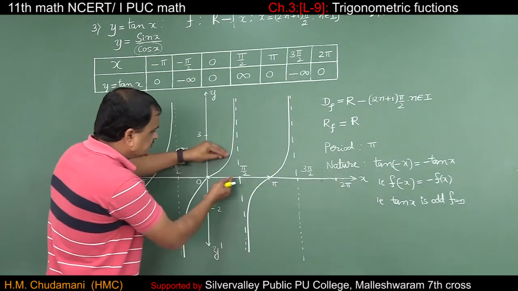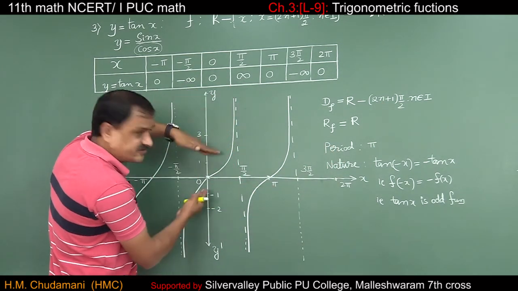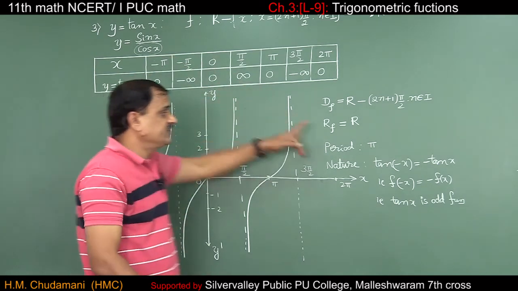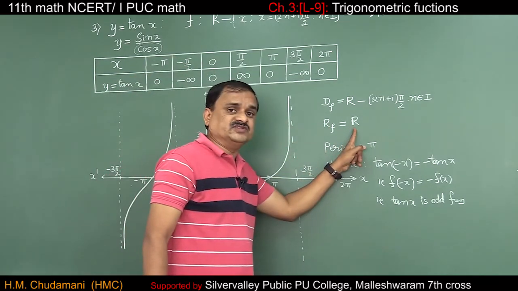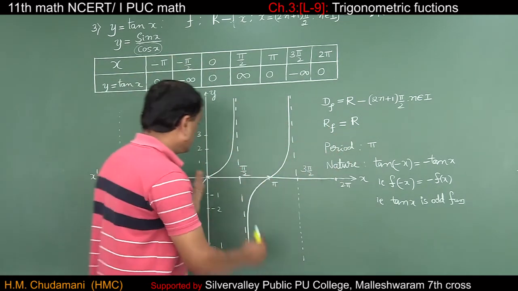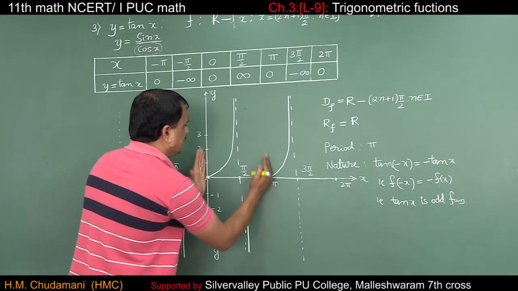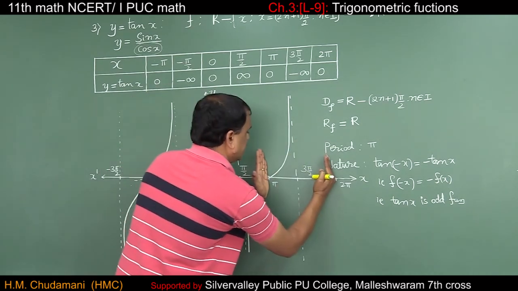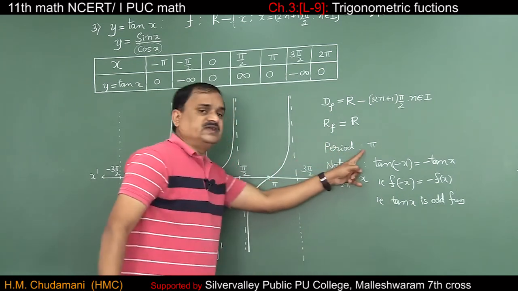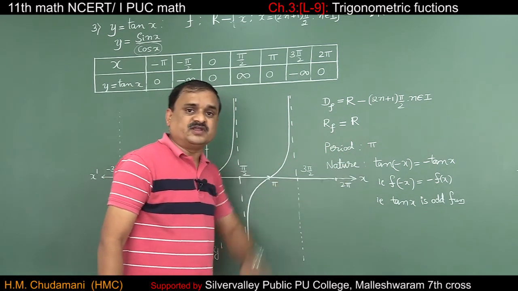And the range is, see, plus infinity and minus infinity, up to minus infinity to plus infinity, which means it is nothing but the real numbers. So after each pi, 0 to pi, see, after this one, it is repeating. That's why it's a periodic function with period pi.